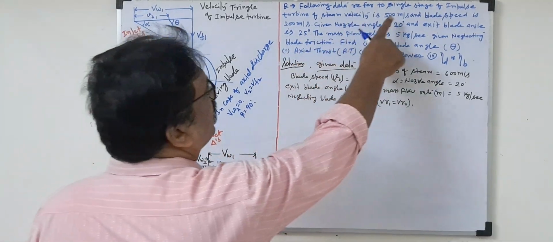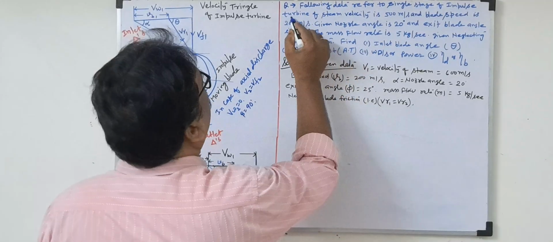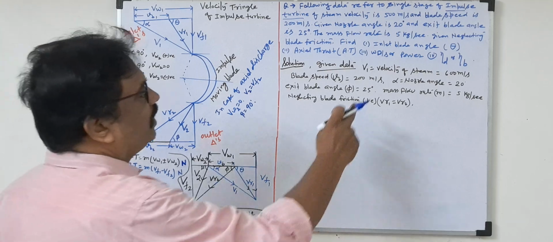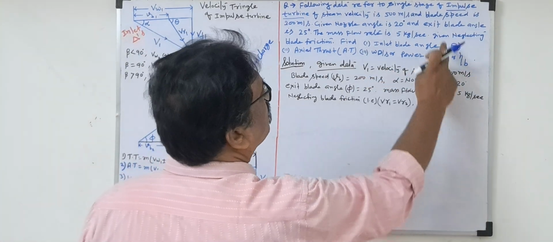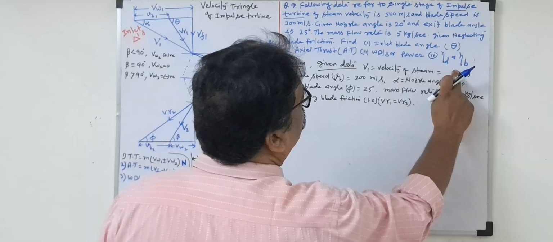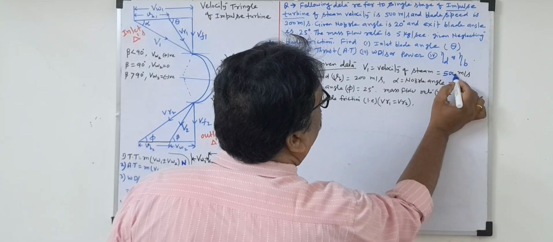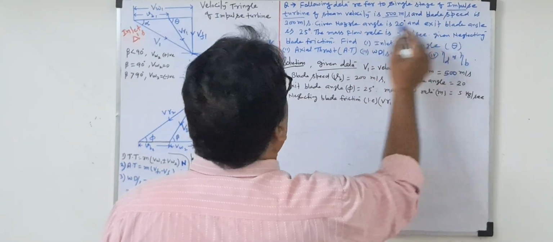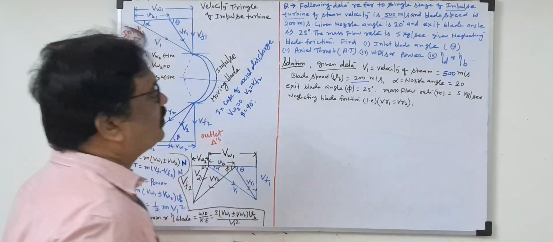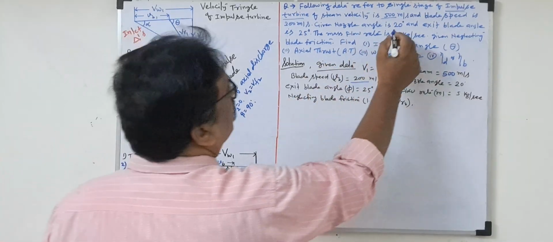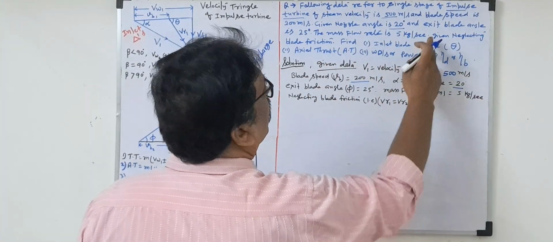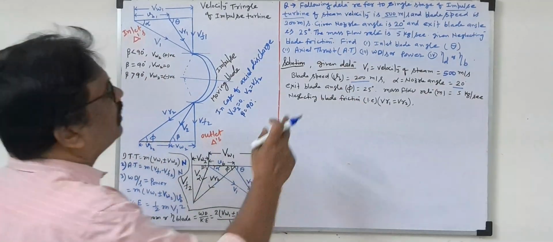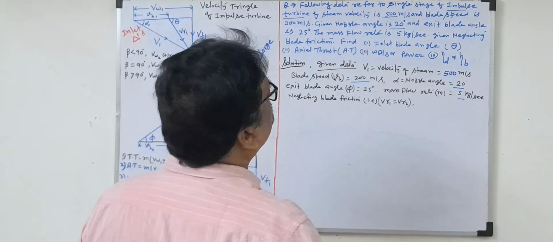The following data refers to a single stage impulse turbine. So they have given a single stage impulse turbine. Steam velocity, I wrote the symbol V1, is given as 500 meter per second. Blade speed is given as 200 meter per second. Alpha, the nozzle angle, is given as 20 degree. And the exit blade angle symbol I took as 25 degree. Mass flow rate is 5 kg.